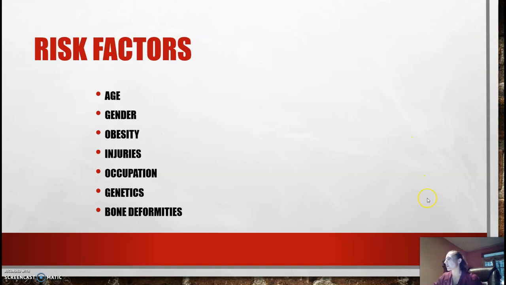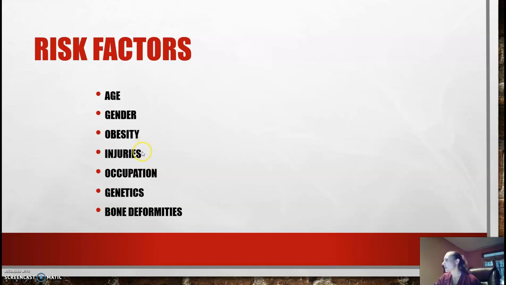So the risk factors are very different from osteoporosis too. The higher the age, the greater the risk of developing this. We usually see it in people who are older than 65. Women are at a greater risk. Obesity is a risk factor, very different from osteoporosis, where having a small frame is a risk factor. Any previous injuries, especially if there's a repetitive movement to one area. So sometimes sports injuries, we'll see this. Also occupational hazards, if there's certain movement that you do repetitively throughout the day.